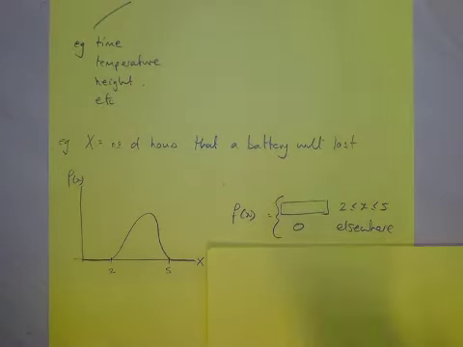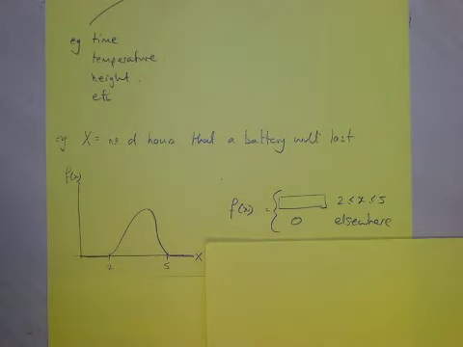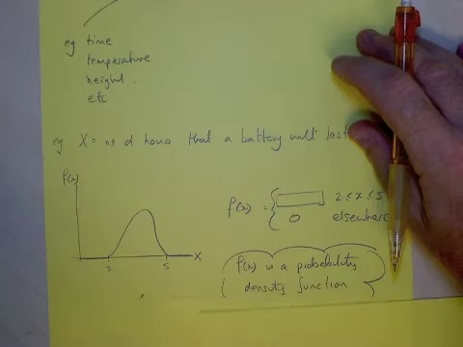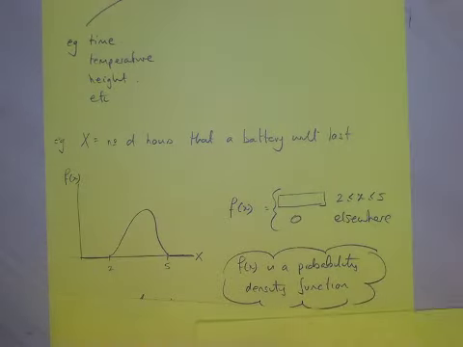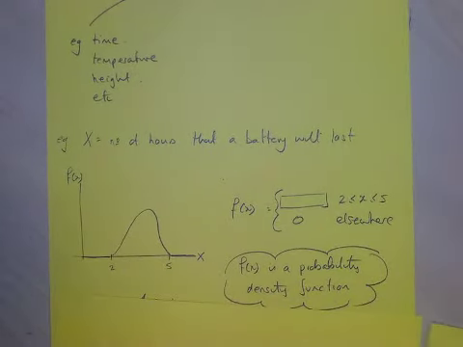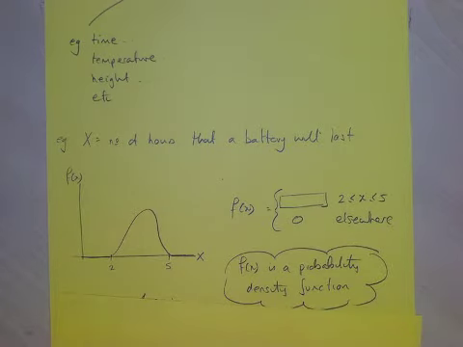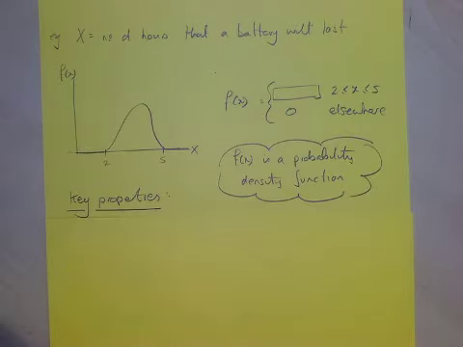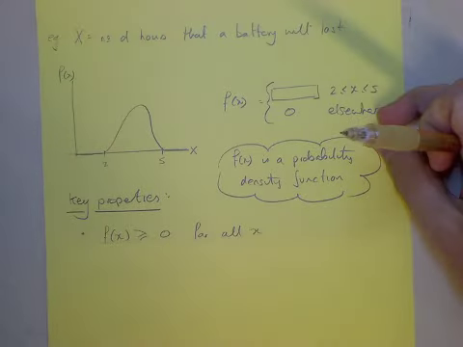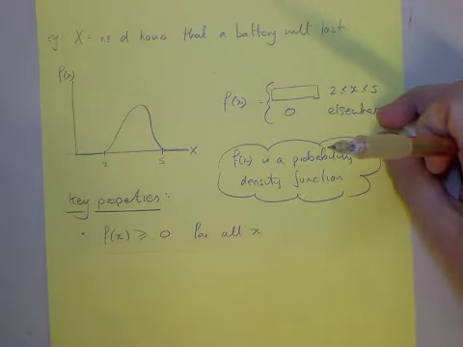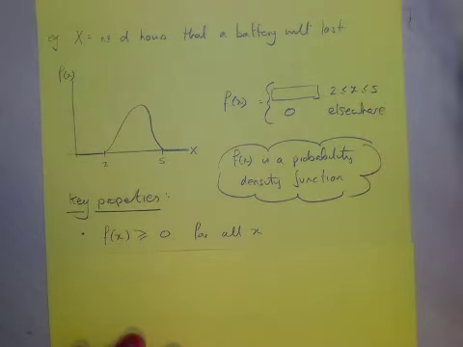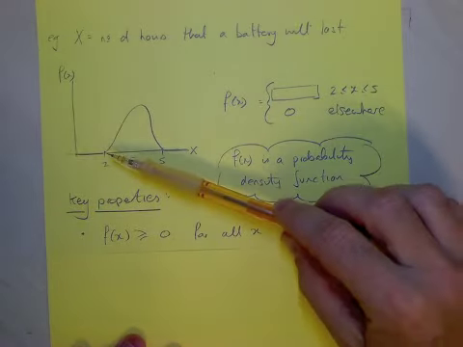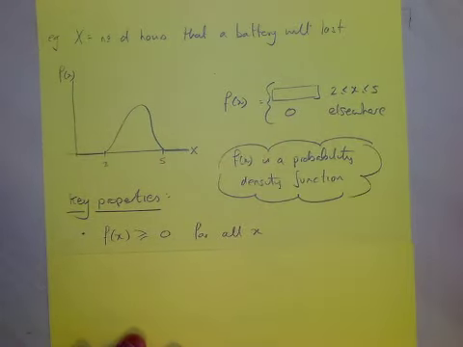Functions defined in this way that are used for probabilities are called probability density functions. So this is an example of a probability density function. Okay, and we need to be aware of some of the key properties of these probability density functions. The first thing to notice is that because we're going to be using them for probabilities, and probabilities are positive, I'm not going to get PDFs that go below the axis.